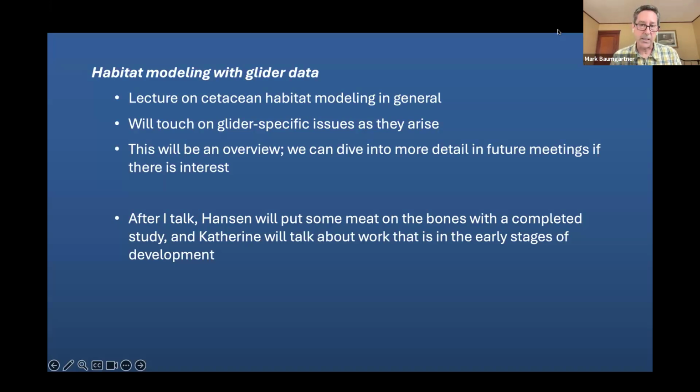Okay. So after I talk, Hansen's going to talk about a project that he did for his PhD work to kind of put some meat on the bones for some of the things that I'm going to say, and then Catherine's going to talk about the work that she and Leslie are starting with a bunch of glider data from the New York Bight from both Stony Brook and Rutgers.